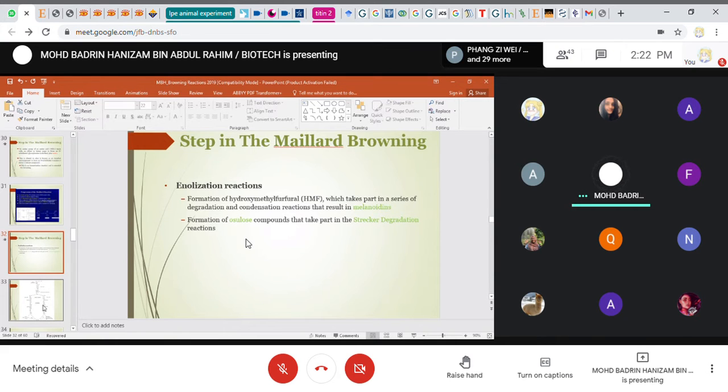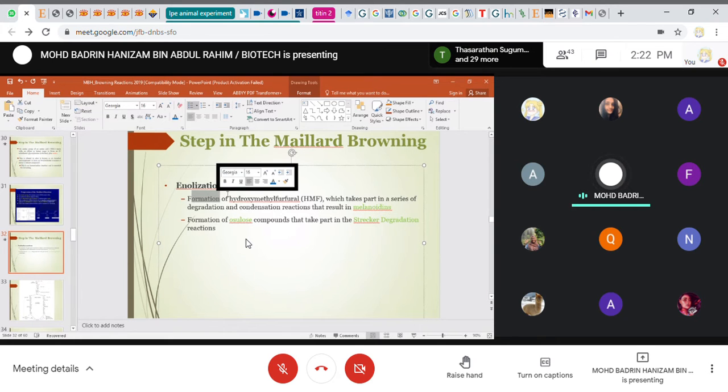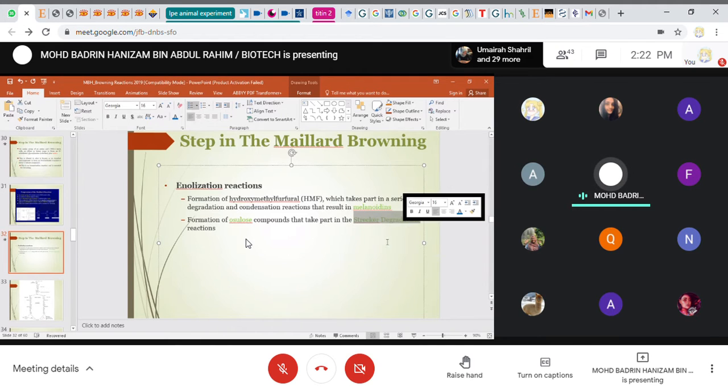And then the formation of osulose. Osulose is a compound that contains two carbonyl groups. This osulose produced from the Amadori rearrangement is not going to have the same fate as the rest of the product. It will have a different path of reaction, which is to enter the Strecker degradation reaction. So we're going to talk about the Strecker degradation next.